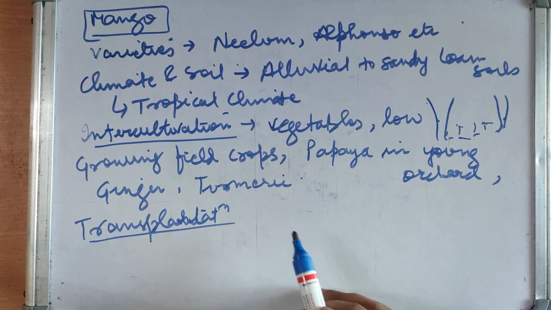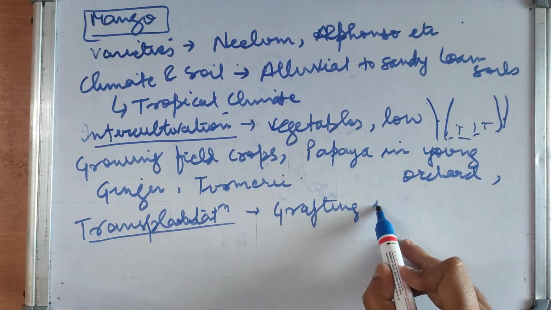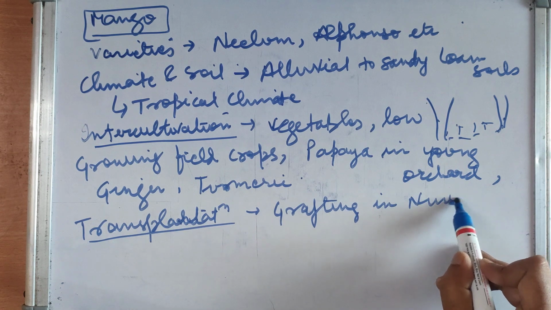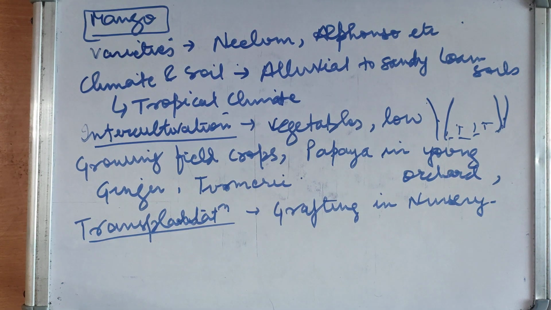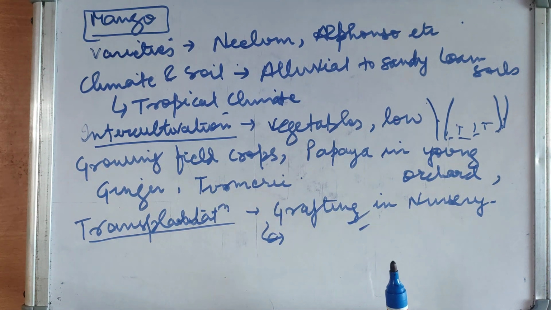Now moving on to transplantation. Grafting in nursery and then plant in orchard. First of all, we graft mango plants in the nursery. After grafting, we plant them in the orchard.